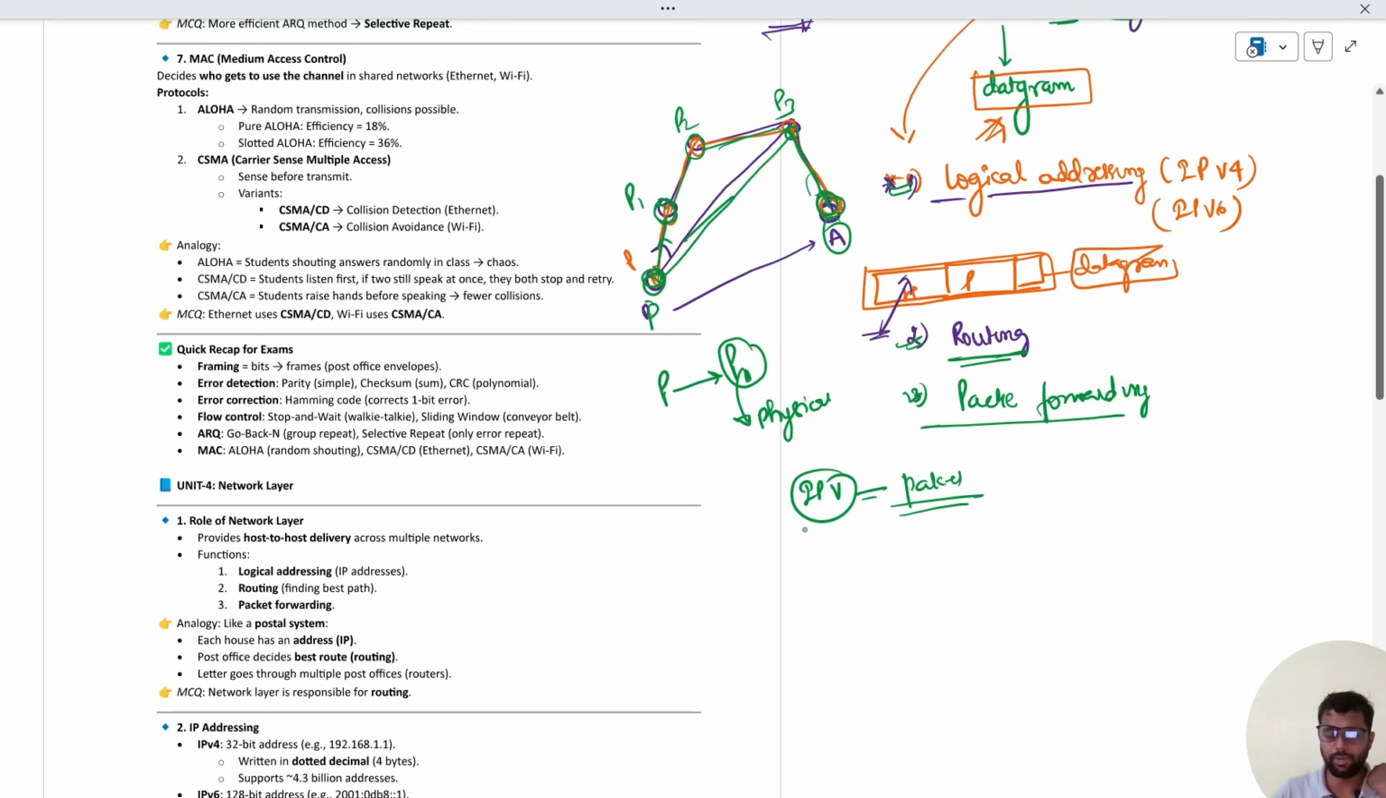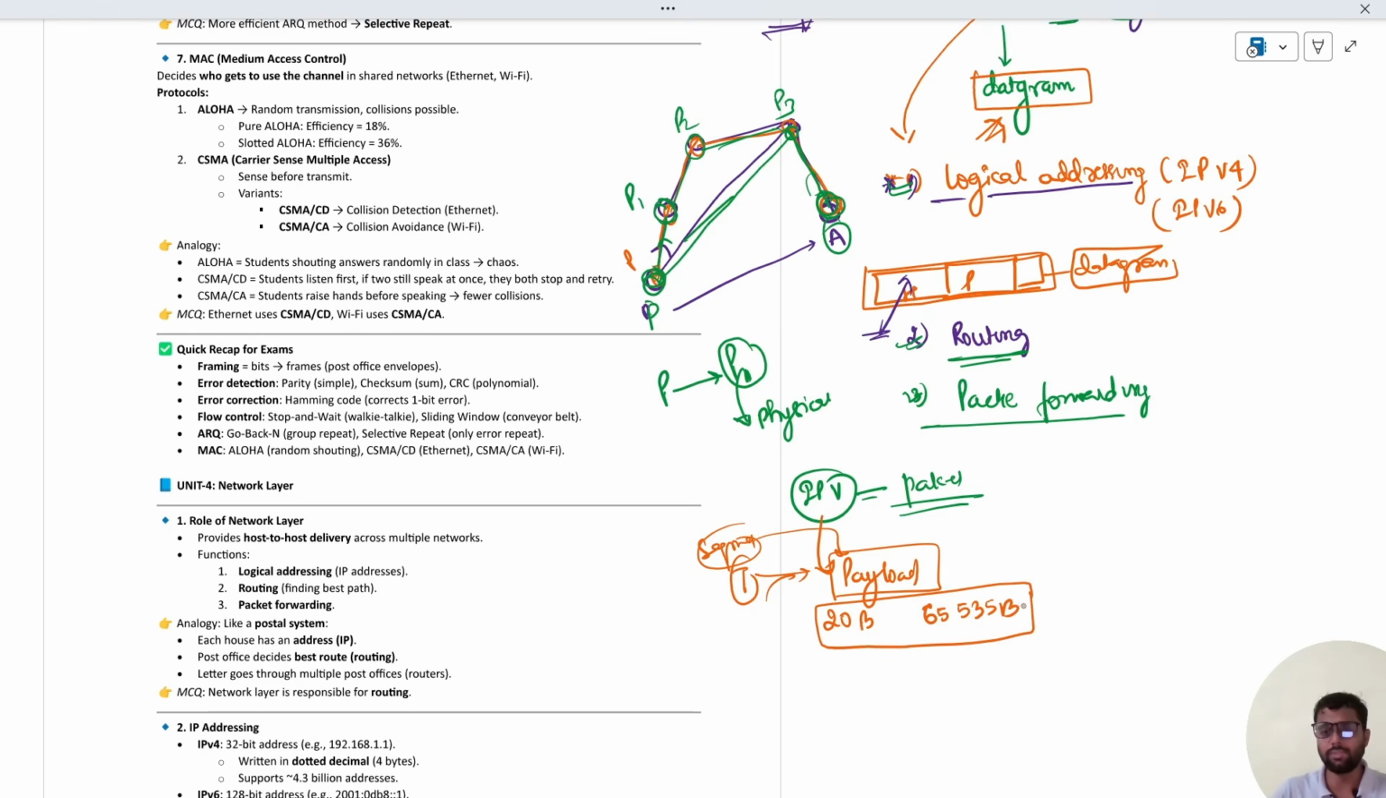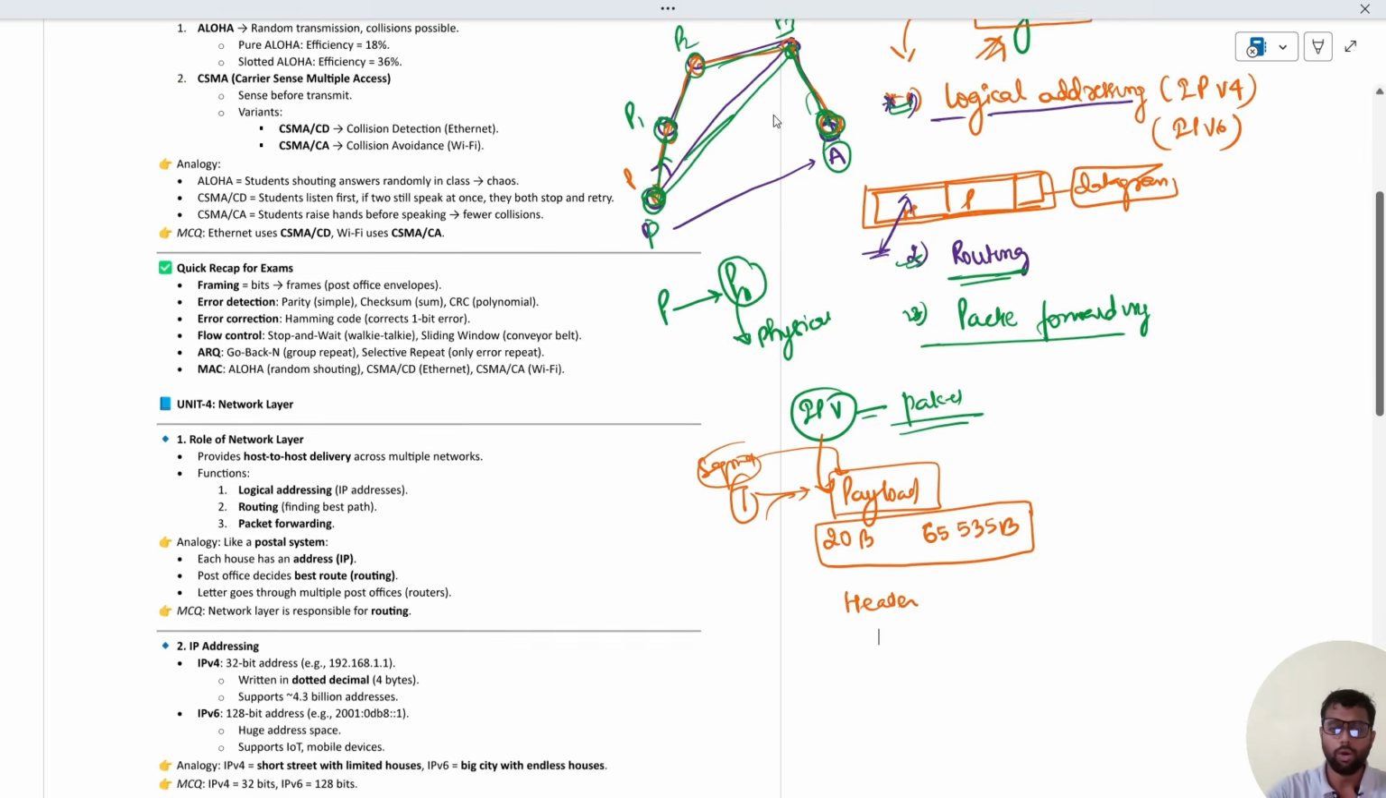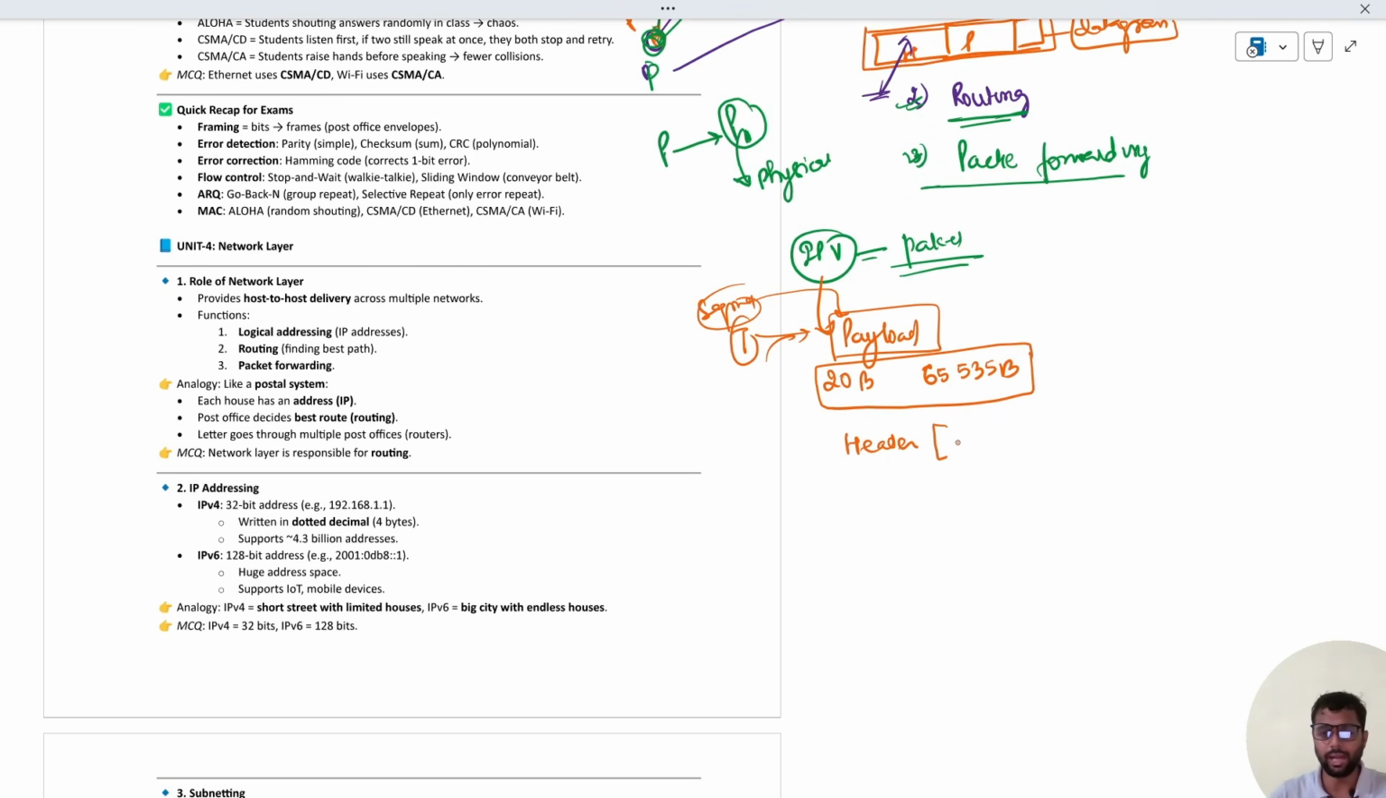See, here in this IPv4, we have a payload. Obviously, the payload has been transmitted from the transport layer, and that entire group of bits, which we call a segment, will be fitted into the payload, and that payload ranges from 20 bytes to 65,535 bytes. This is the size of the payload. Then it has a header. One is the payload, another is the header. Obviously, the size of the header is also variable, and that is from 20 bytes to 60 bytes.